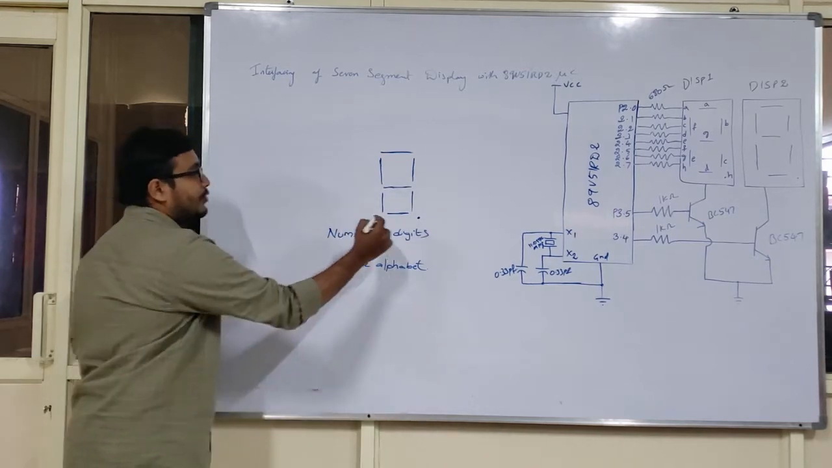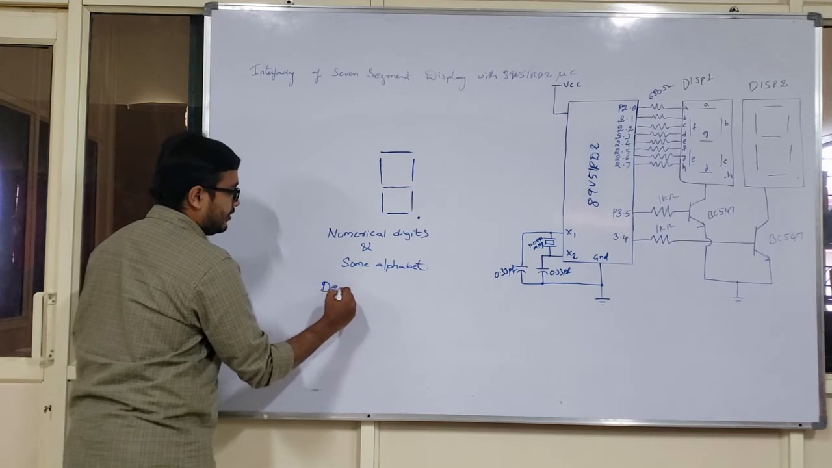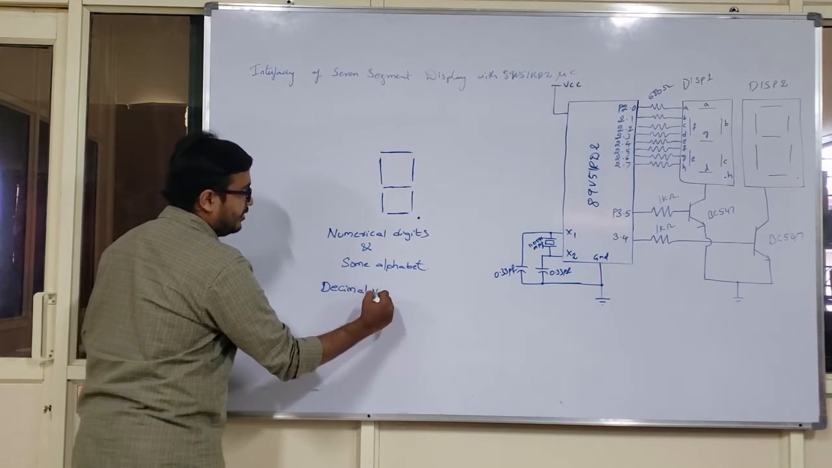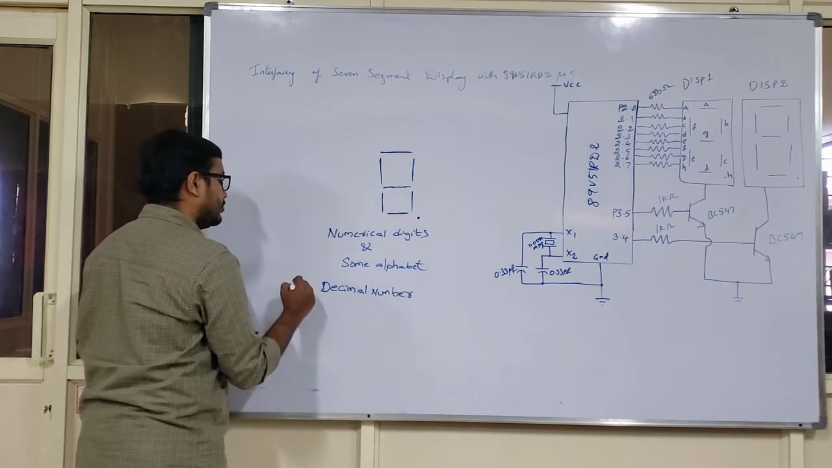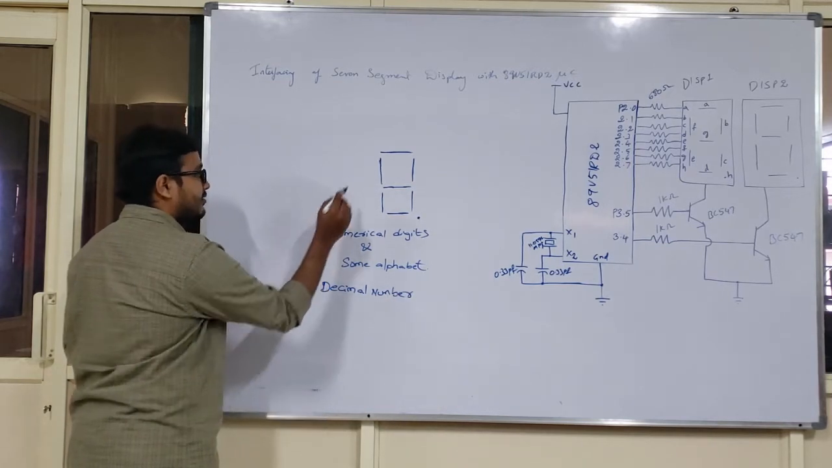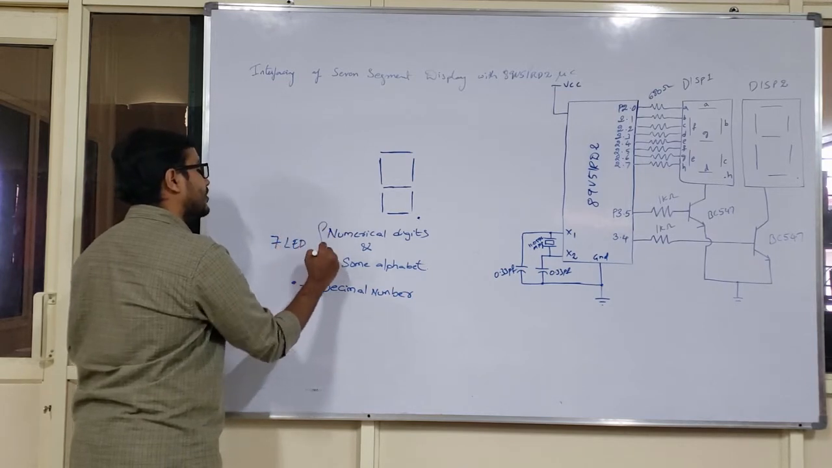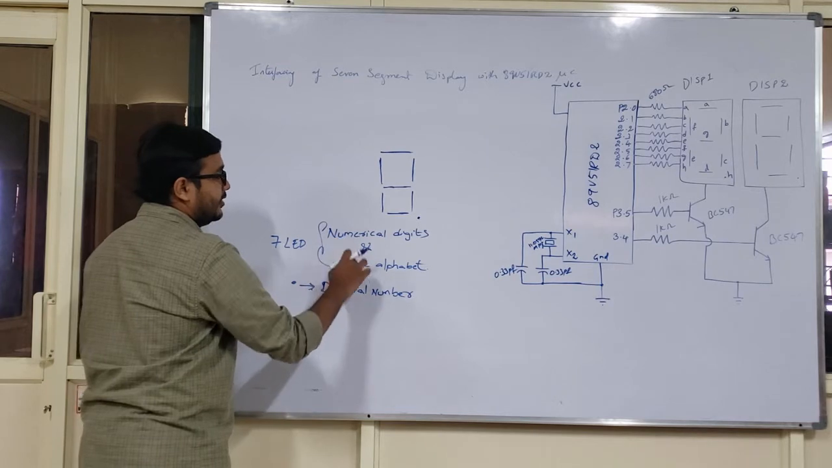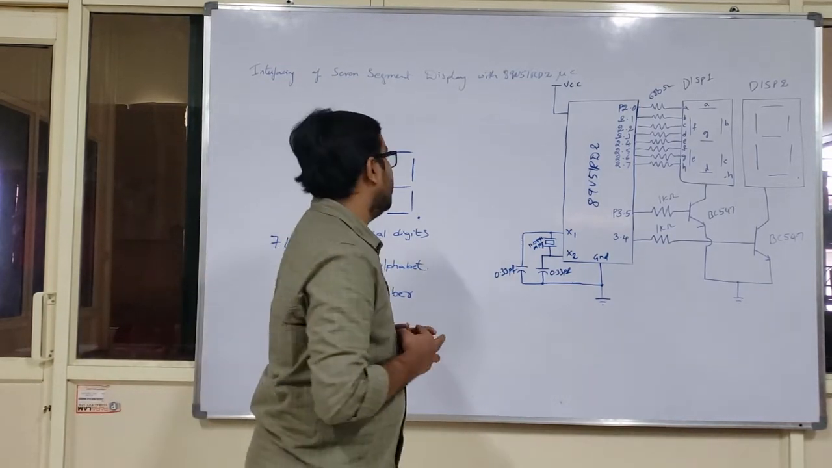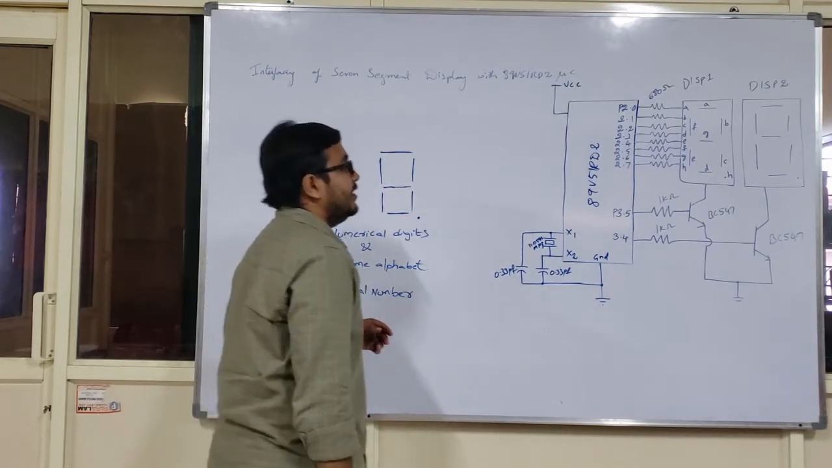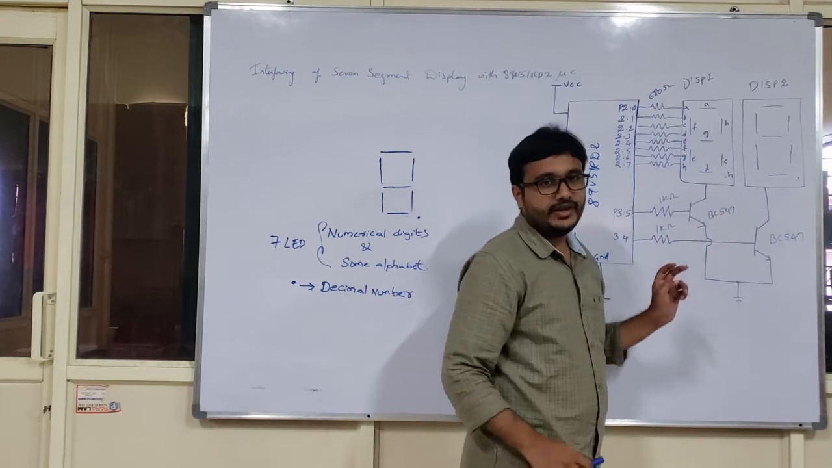Whenever this dot is used, it is for decimal number indication. And all the 7 segments or 7 LEDs are used here to display certain alphabets as well as numerical digits. Now, the 7-segment display that I am using here is a common cathode configuration.